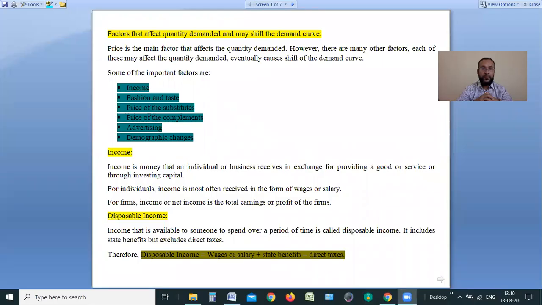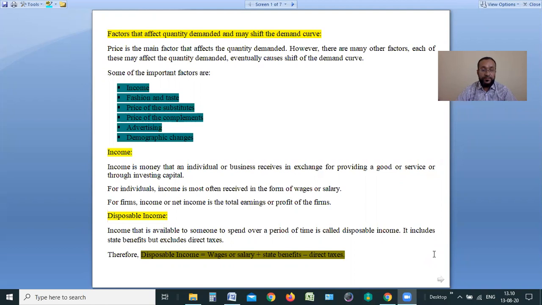Now let me show you the details of today's lecture. First of all, here I made a list of the factors that affect the demand curve. The factors are income, fashion and taste, price of substitutes, price of complements, advertising, and demographic changes. We know that price is the main factor that affects the quantity demanded. However, there are many other factors. These are the factors which will affect the demand.